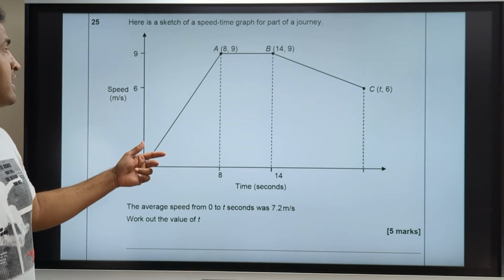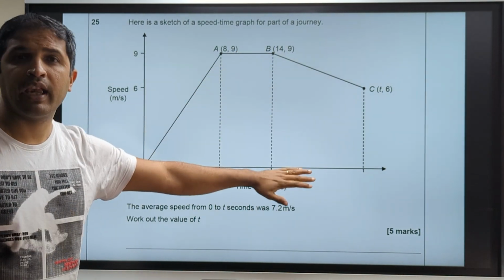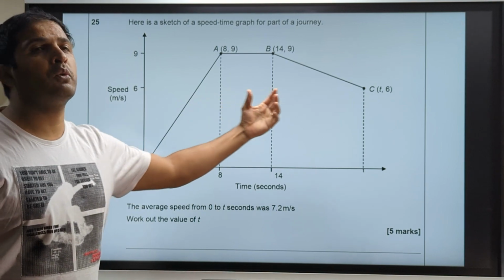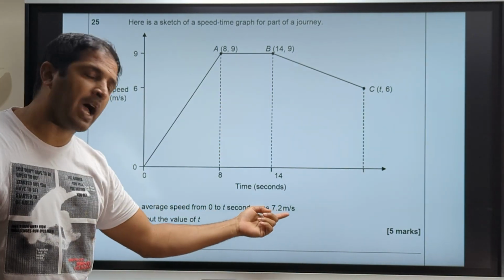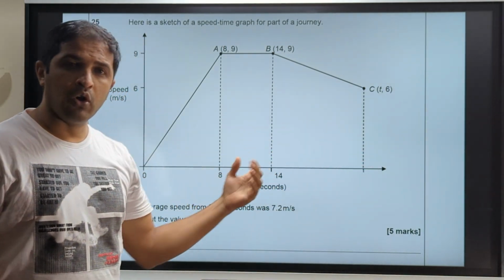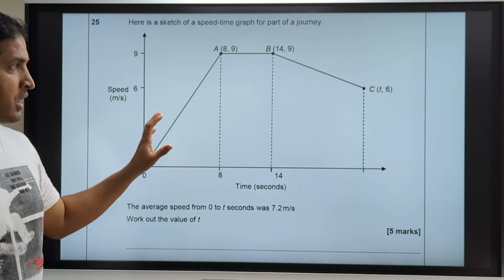We've been given a speed versus time graph here. If you've been given the speed versus time graph, you can work out the distance by working out the area underneath this line. That would give you distance. And once you know the total distance and you know the average speed, you can work out how long it took, basically. So you can work out the time. And that's what we're going to try and work out here.